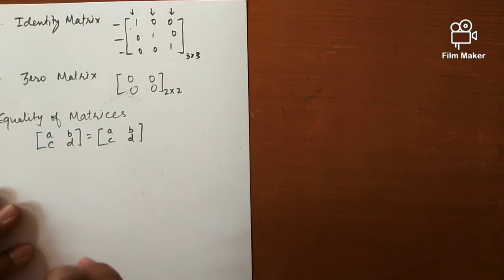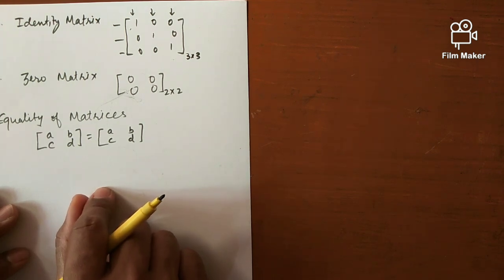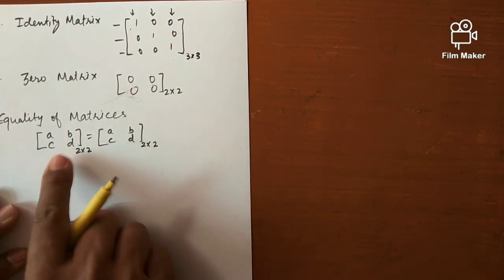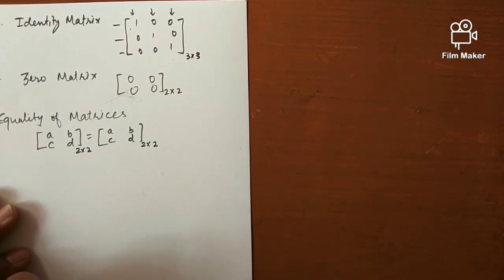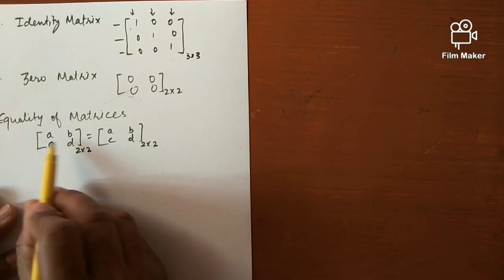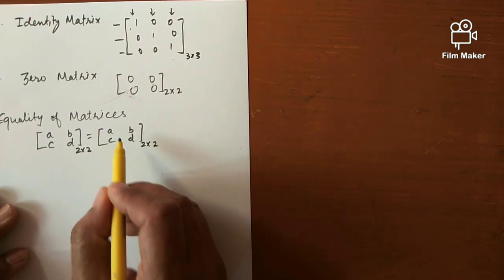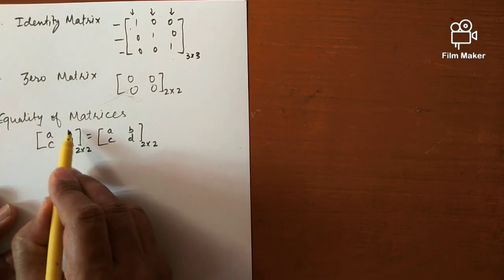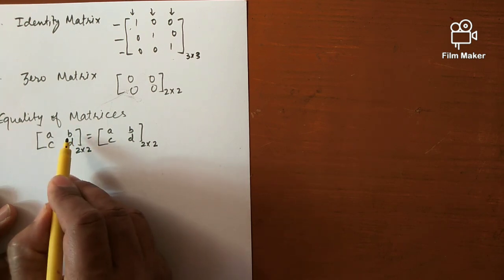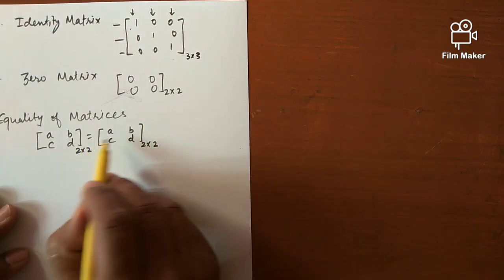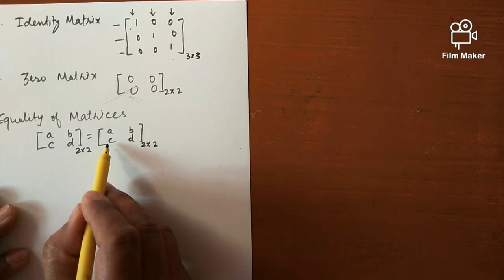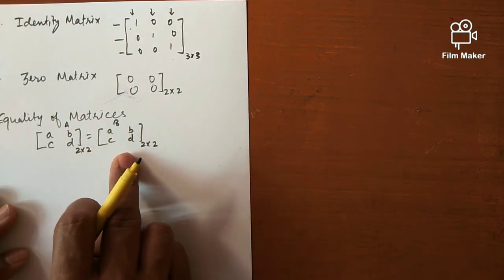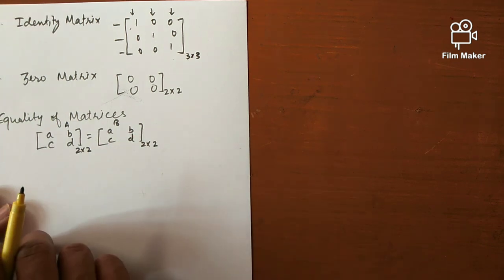Why equal? There are two things which decide whether matrices are equal or not. First, the order. The first one has order 2 cross 2, and the second one is also 2 cross 2. So these two matrices have the same order, the first condition. Come to the second condition. Each corresponding element must be equal to the corresponding element of the second matrix. For example, here A11 is A, and here also A11 is A. Here B is positioned at row 1, column 2, and here also it is row 1, column 2. You can see this C equals this C, this D equals this D. So if we name these A and B, and these two conditions are satisfied, we say the matrices are equal.